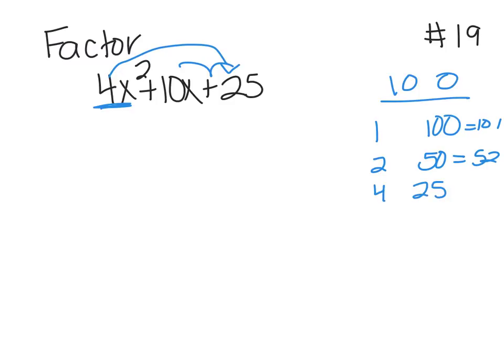4 times 25, that's going to give me 29. 5 times 20, that's going to give me 25. 6 doesn't, 7 doesn't, 8 doesn't go in, 9 doesn't go in, 10 goes in 10 times. And that adds to give me 20. And looking at this problem, it doesn't factor, so I'm going to go back and give everybody points for number 19.